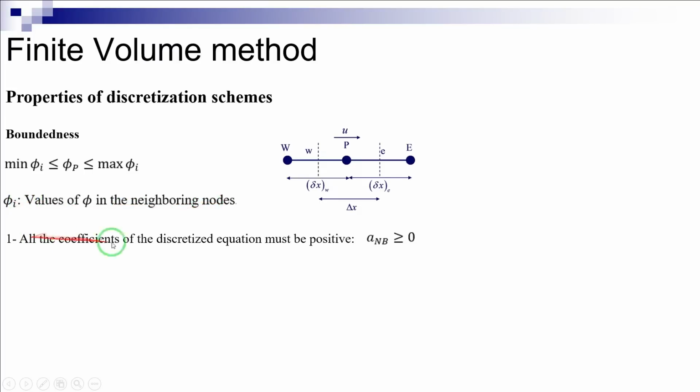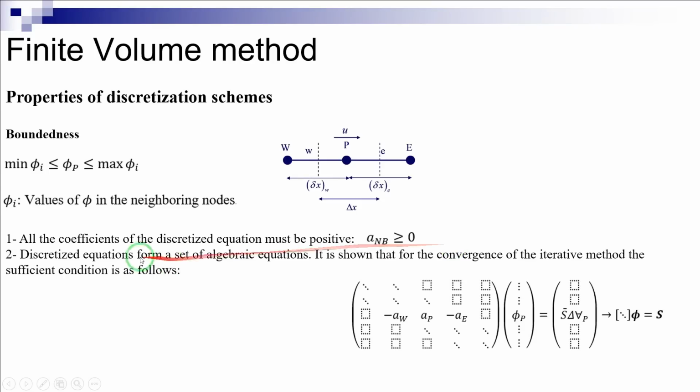1. All the coefficients of the discretized equation must be positive, i.e. a and b greater than or equal to 0. Physically, this implies that an increase in the variable phi at one node should result in an increase in the value of the same variable at neighboring nodes.